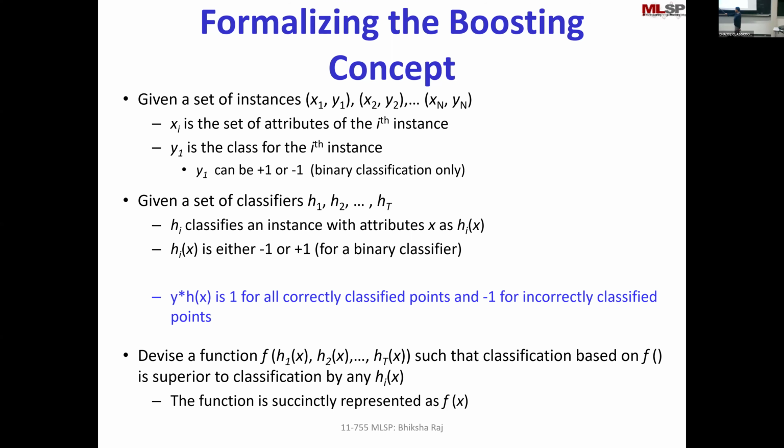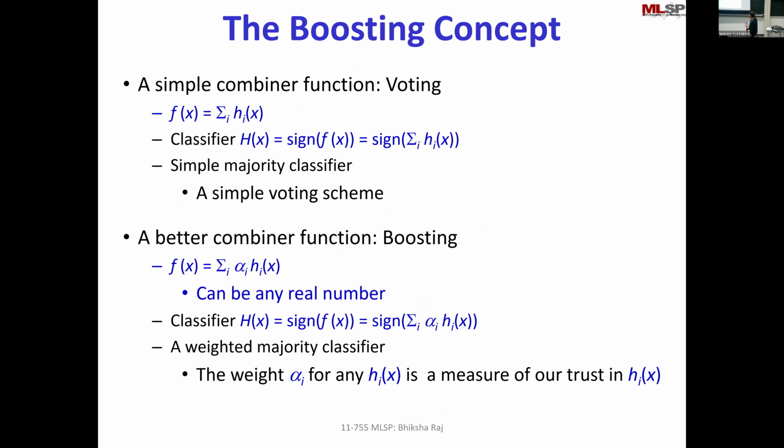We are interested in devising this function f, which somehow combines all of these weak learners so that the outcome is actually better than any single one of the weak learners. This function, I'm just going to succinctly represent as f of x. How does one go about doing this? What we are doing here formally is boosting all of the weak classifiers. So we're using the individual weak learners.